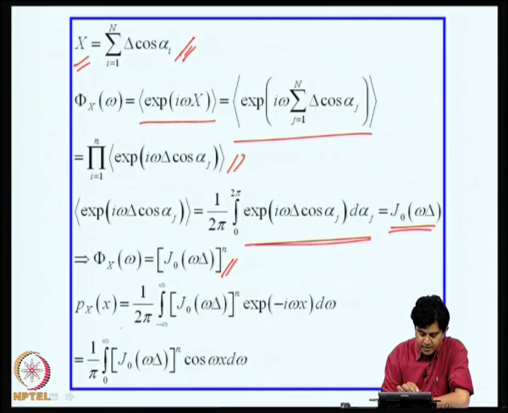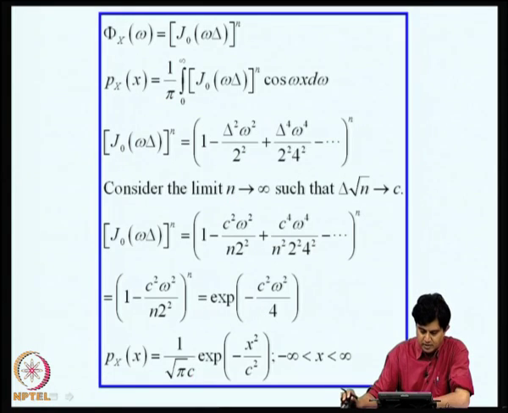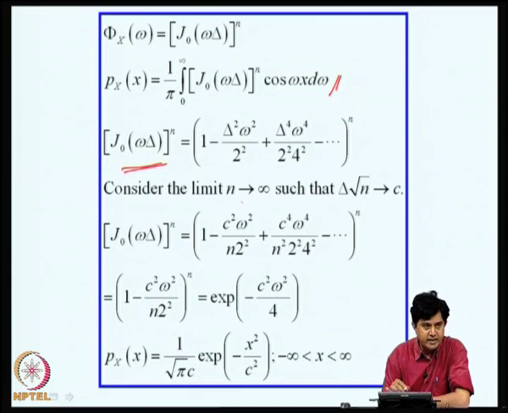So, now we have to invert it to get the probability density function, and if we do this, we get this integral. Now if we do a series expansion for J naught to the power of n and consider the limit of n tending to infinity, number of steps going to infinity, such that delta times square root of n goes to c. That is the kind of limit that we used for taking a one-dimensional random walk to a Brownian motion process. In the same sense, this is done.